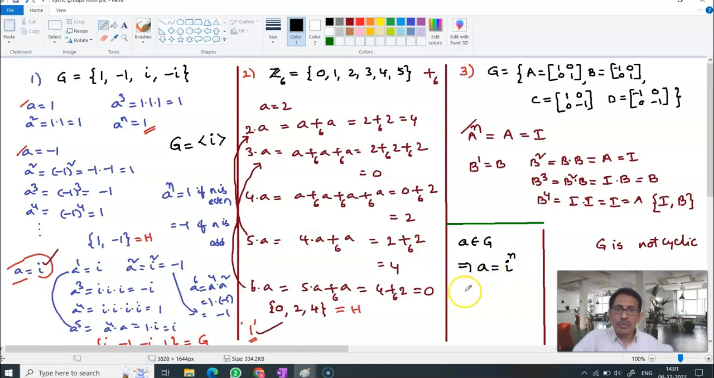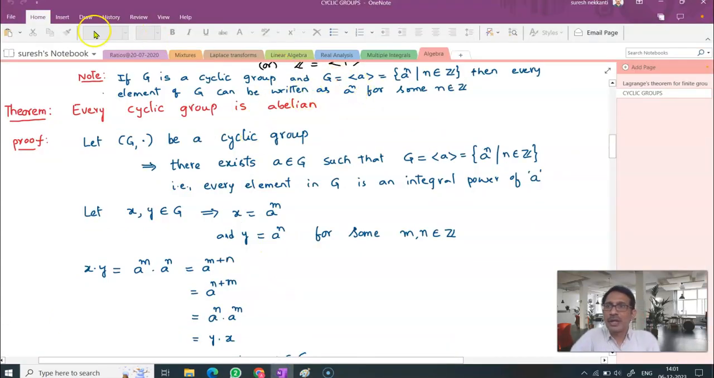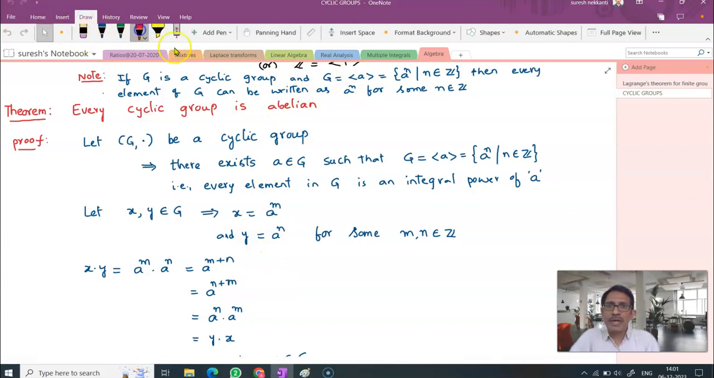For example, if you want -1, you take i square. Suppose you want i itself, then you take i power 1. If you want -i, you take i cube. So any element of G can be written as i power something because the group G is generated by i. Similarly, if the group G is generated by a, then any element of G can be written as a power n for some n belonging to the integers.